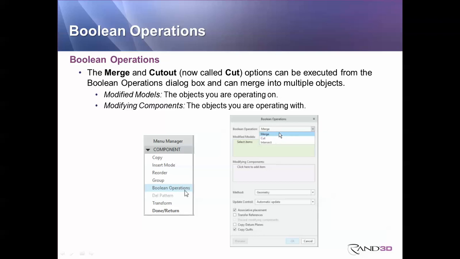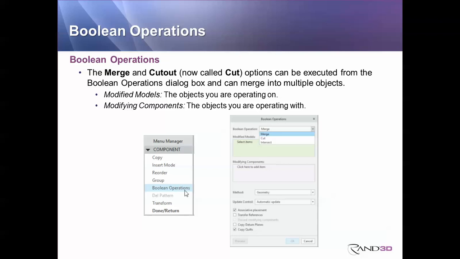So you can access the desired option, and from there you can specify the models that you're working on under the section modified models, and then the actual objects that you are operating with, the models that are merging, for example, you would activate or select them in the section modifying components. So you're going to be able to perform the same operations as merge and cutout, but they're no longer two separate commands. They're merged into one command. It's the same functionality, and either way, you still get the single external merge feature or cutout feature, depending on which operation you're doing, of course.